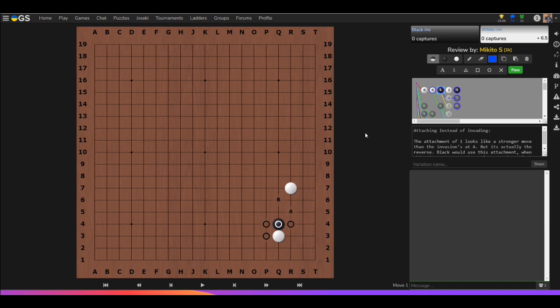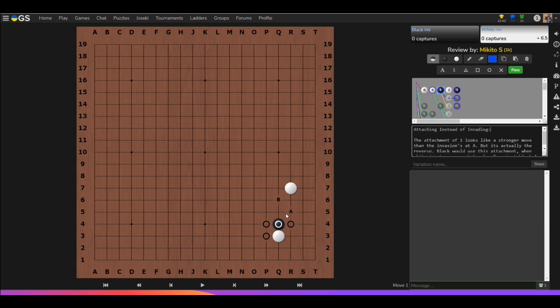We're in chapter 8 of the Attack and Defense book, and we're halfway through the chapter. So, attaching instead of invading. The attachment of 1 looks like a stronger move than the invasion at A, but it's actually reverse. Black would use this attachment when white is strong enough to play B against black A.